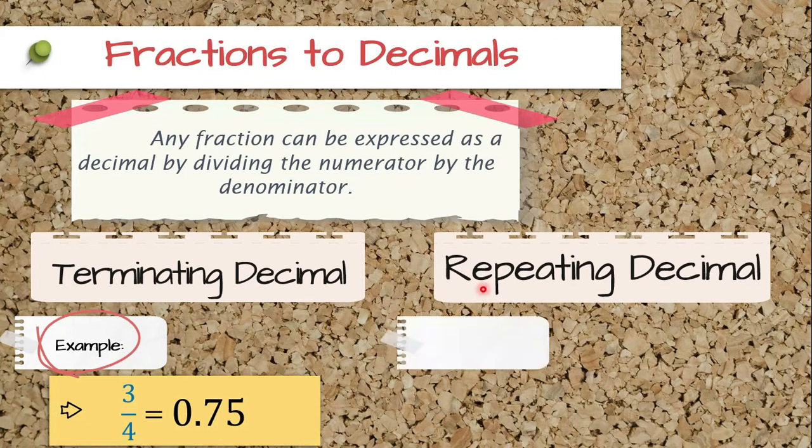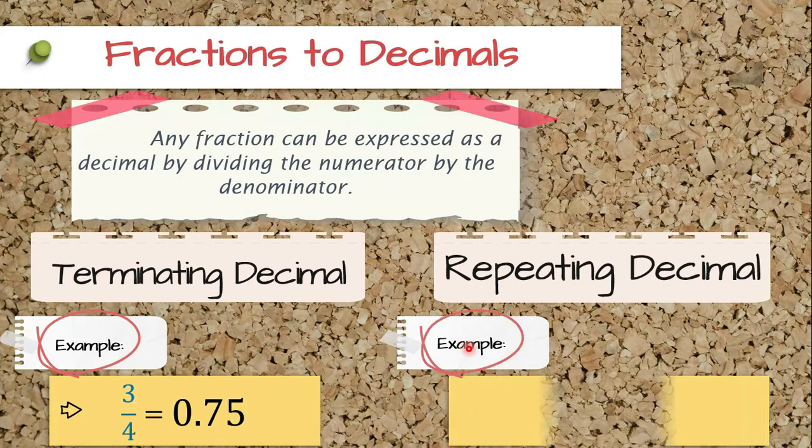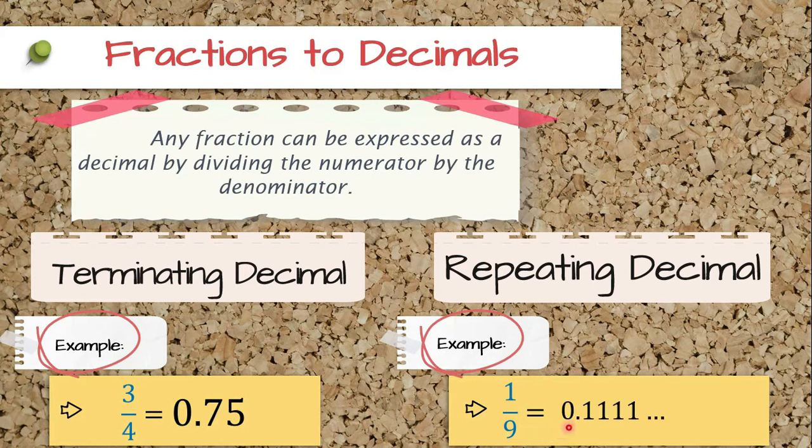Next is the repeating decimal. Example, 1/9. So we're going to divide 1 by 9 and that is equal to 0.1111... So we have ellipses in this case. That can be written as 0.1 with a bar at the top. That bar is what we call a vinculum. That is placed over a number that is repeating. Okay?